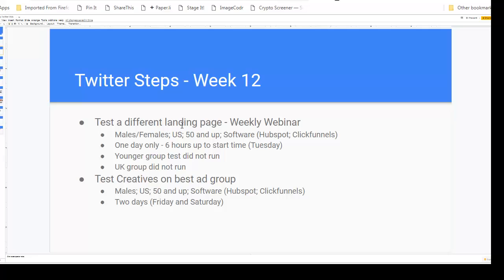And the second activity for the week was to test the creatives on the best ad group. So focusing on the males, US 50 and up, and software. And I wanted to test 3 different versions of the Twitter ad.